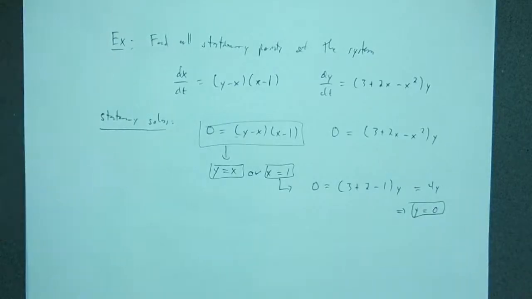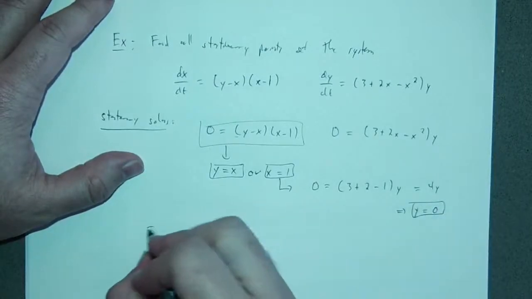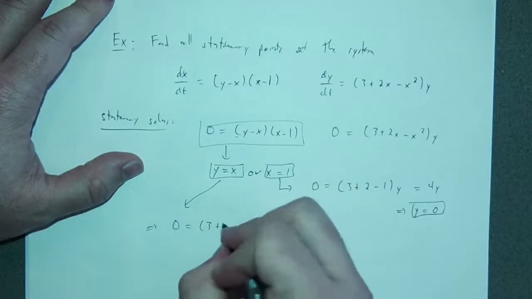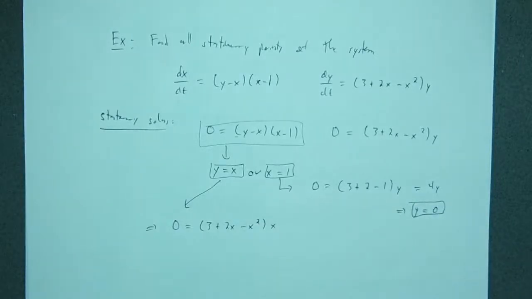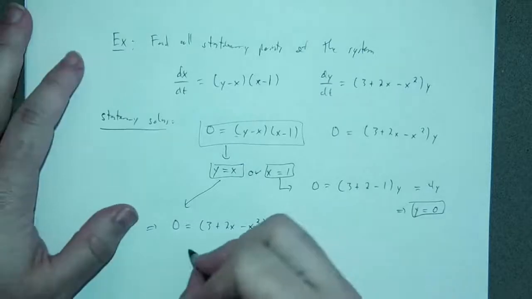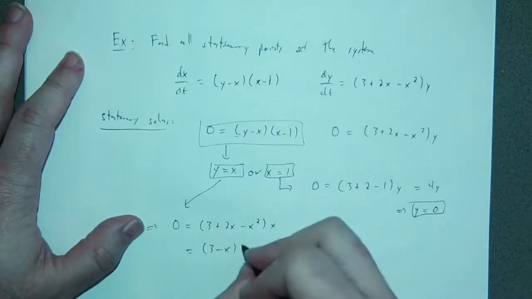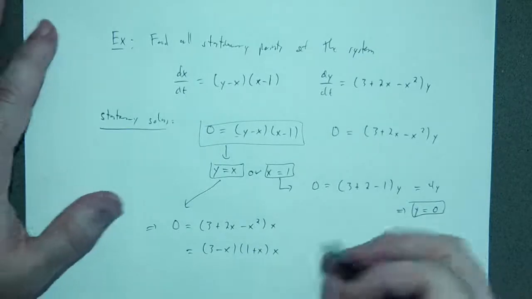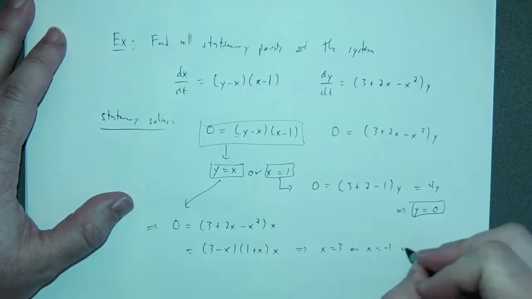All right. Now, what about the y equals x possibility? So if y is equal to x, I plug that in here. So y equals x means that 0 is equal to (3 plus 2x minus x squared) times x. Okay, but this factors, right? This factors as (3 minus x) times (1 plus x) times x. So the possibilities there are x equals 3 or x equals minus 1 or x equals 0.